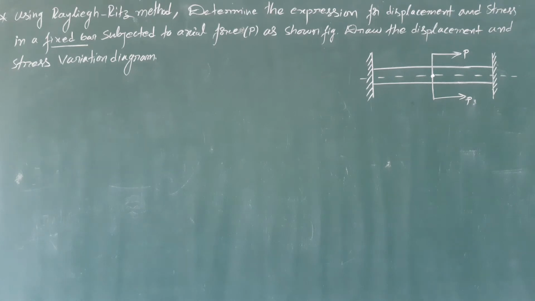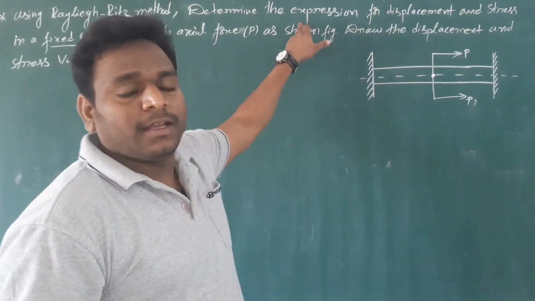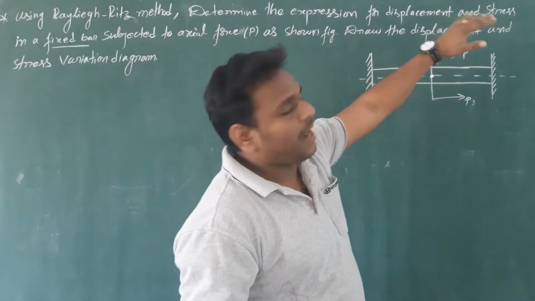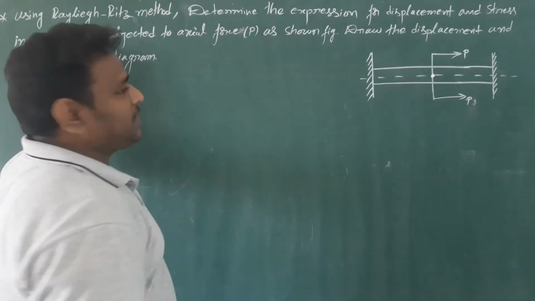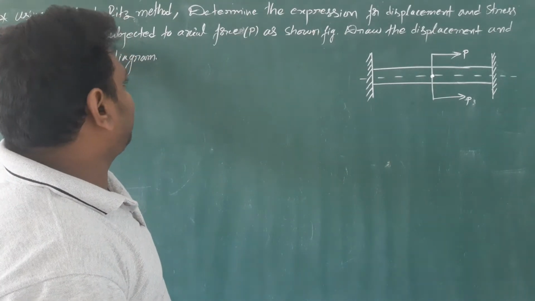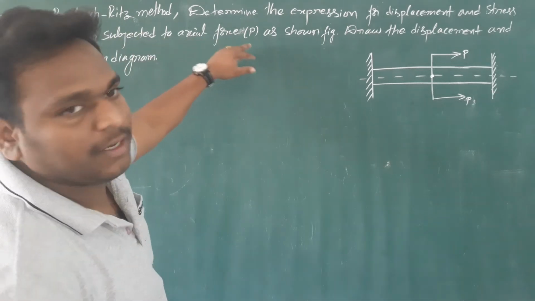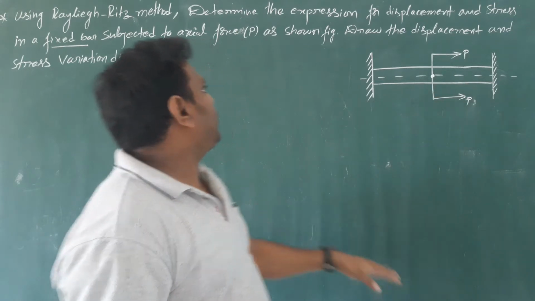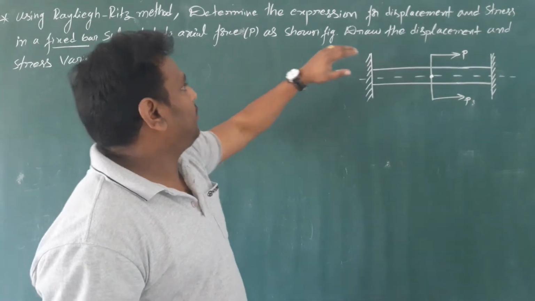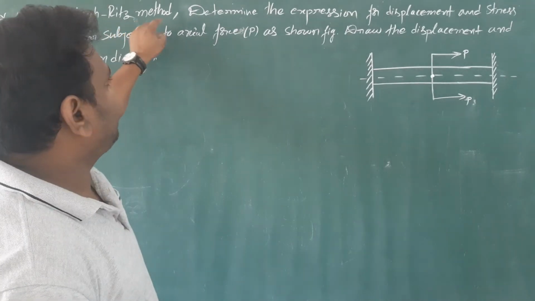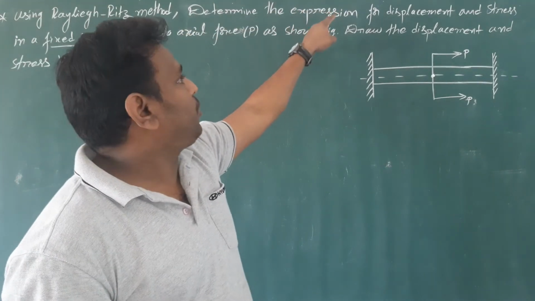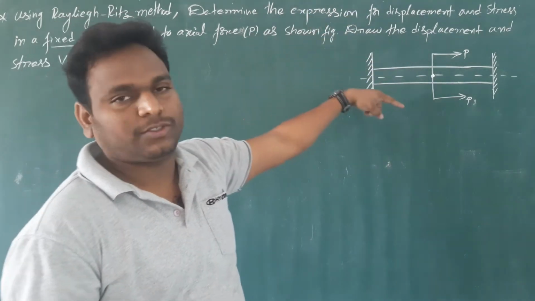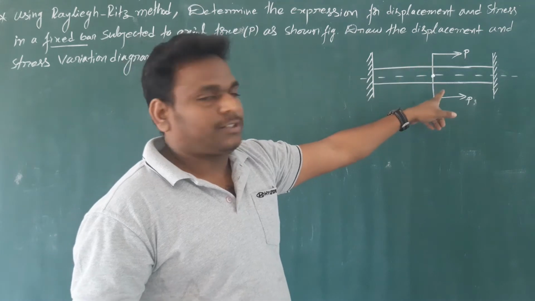Okay, now we are going to determine the expression for displacement and stress in a fixed bar subjected to axial force P. By using the Rayleigh-Ritz method, we are going to determine the expression for displacement and stress for a fixed bar subjected to an axial force.